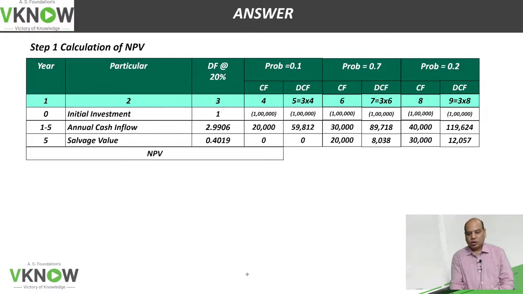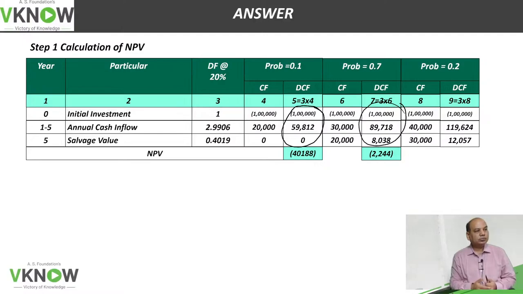NPV. Can you tell me NPV in the first case? NPV in the first case, anybody please reply, come on, reply fast. 40188. Next one, come on. 8038. Negative 2244. Negative 2244. Is it right?